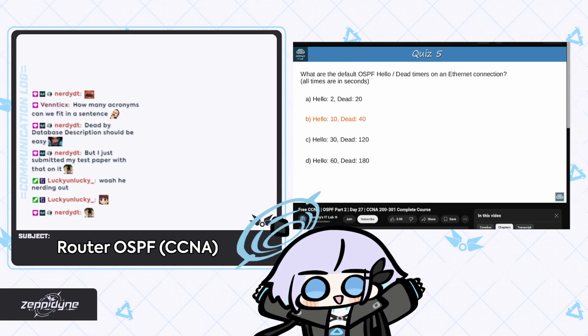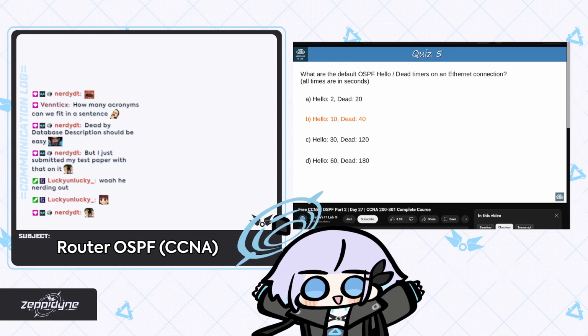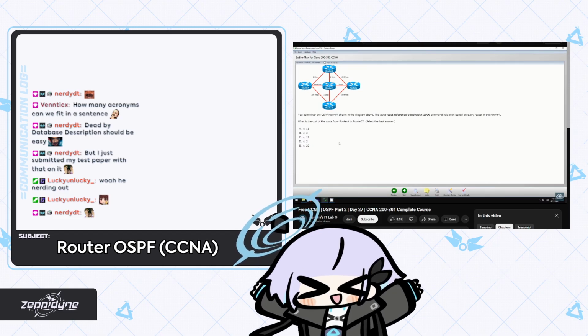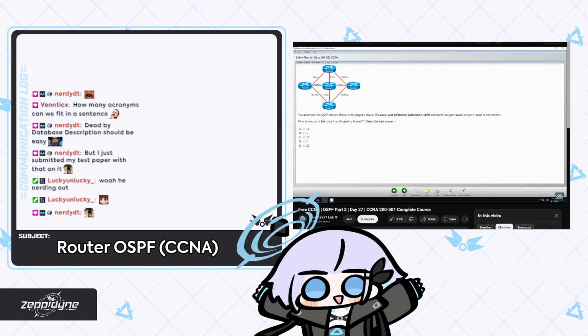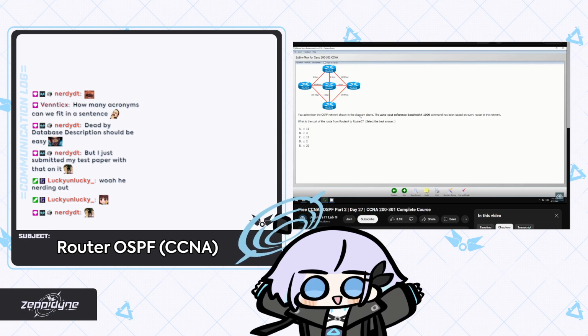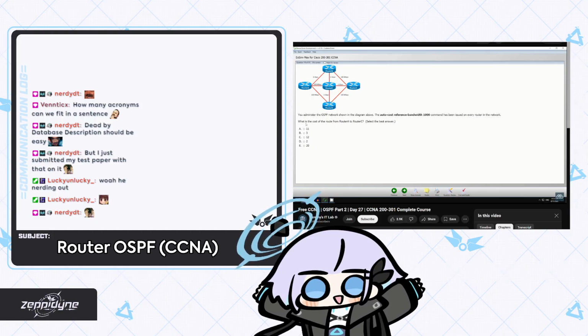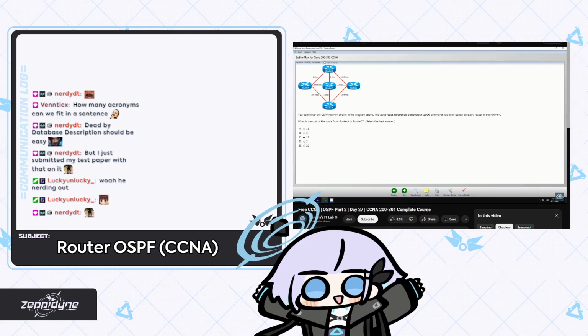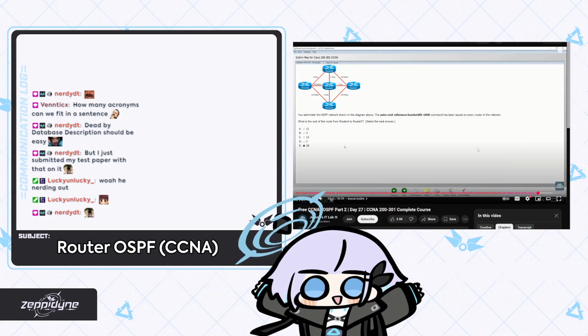Let's take a look at a bonus question from Boson ExSim for CCNA. It's just that you have to pay. You administer the OSPF network shown in the diagram above. The auto-cost reference-bandwidth 1000 command has been issued on every router in the network. What is the cost of the route from router A to router C? A, 11. B, 3. C, 12. D, 2. E, 20. Pause the video to think about your answer.